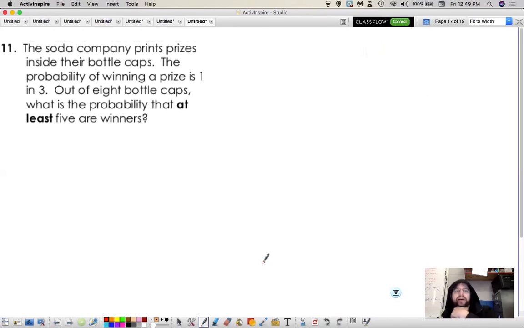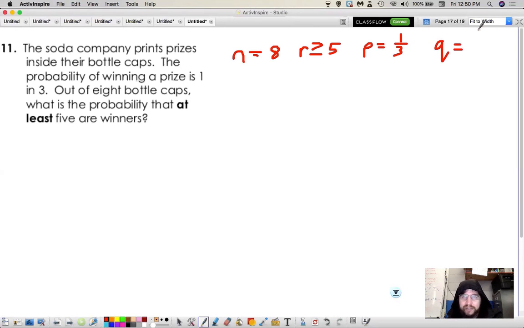A soda company prints prizes inside their bottle caps. The probability of winning a prize is 1 in 3. Out of 8 bottle caps, what is the probability that at least 5 are winners? So we have 8 bottle caps, so N is 8. R is at least, so greater than or equal to 5. P is 1 out of 3, so Q would be 2 out of 3 again. We don't need that for the calculator because the calculator can do basic math.